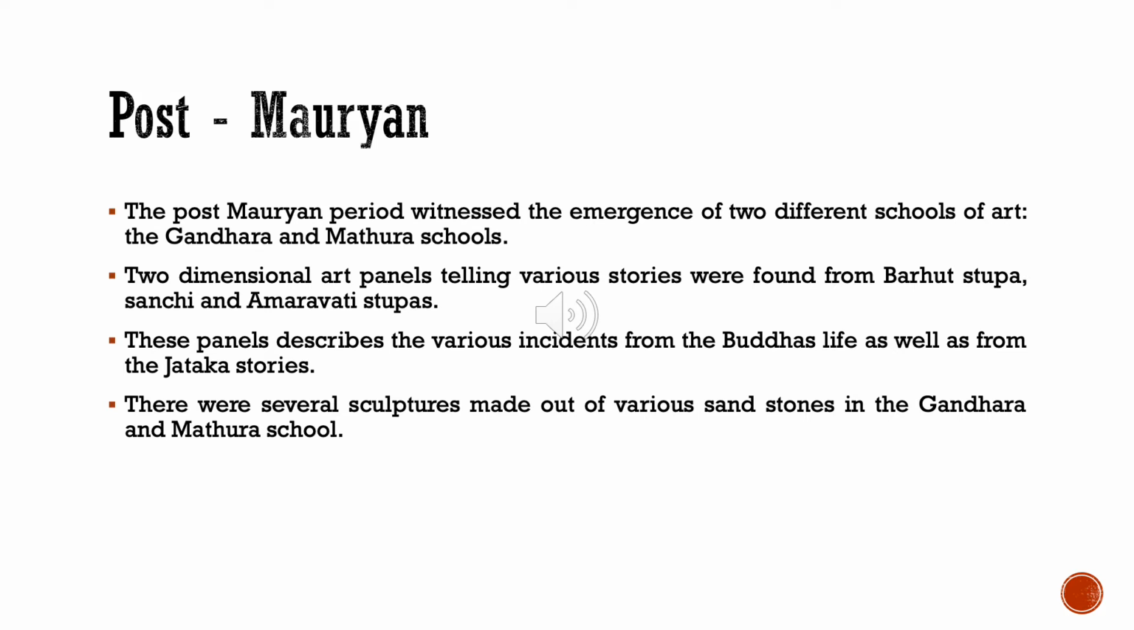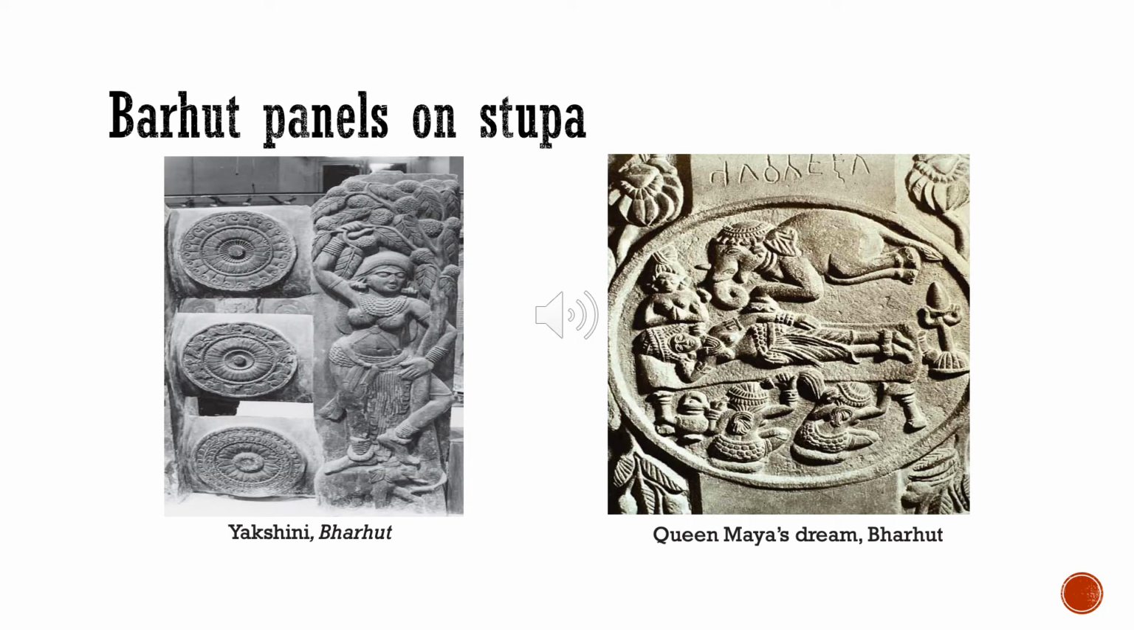Most of the artwork obtained in the post-Maurya period has been on the stupas, the toranas, the gateways of the stupas, where panels describe various instances of stories from the Buddha's life. These are examples of Bharhut panels on a stupa. On the left side is a Yakshini from Bharhut, and on the right side is Queen Maya's dream in Bharhut.